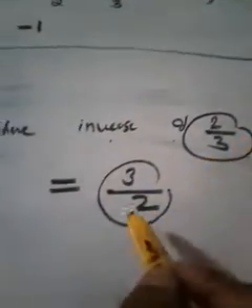When you multiply, what will happen? 2 and 2 will get cancelled, 1 will come here. 3 and 3 will get cancelled, 1 will come here. The answer will be 1 into 1, which is 1. So 1 by 1 is nothing but 1. That means when you multiply a number with its multiplicative inverse, we get the result 1. That's why it is known as multiplicative inverse. You may have understood. Now you see, the multiplicative inverse of 2 by 3 is nothing but 3 by 2.